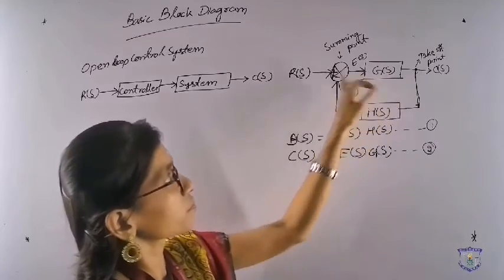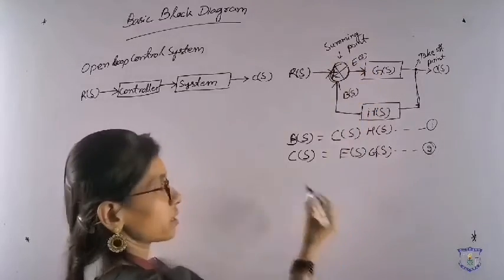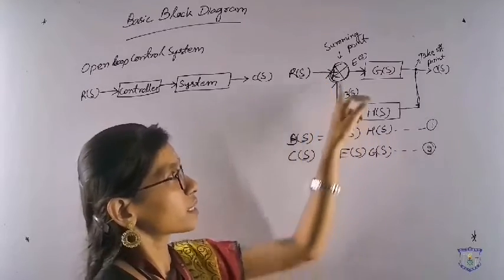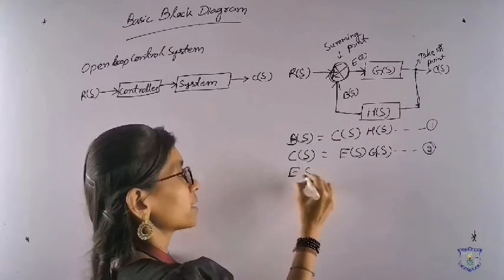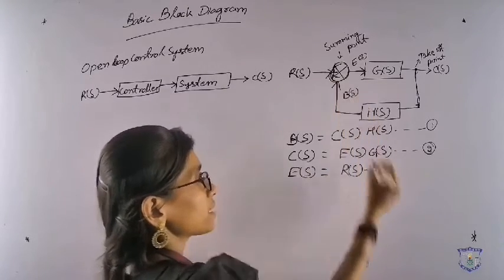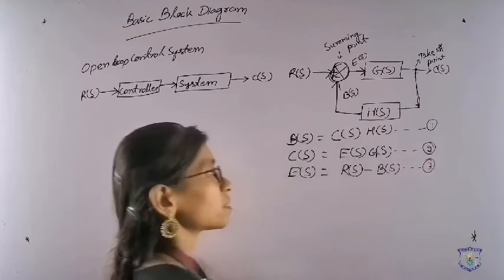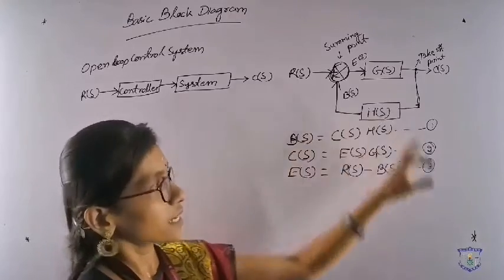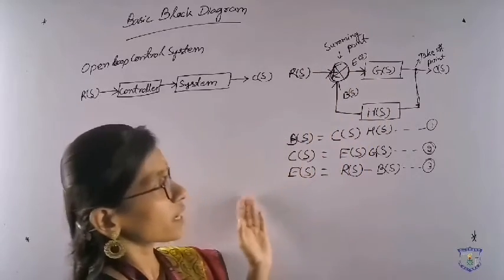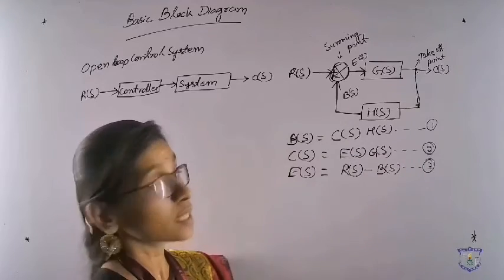Another signal is this error signal, which is coming from this summing point. What are the inputs to the summing point? One is R of S, another is B of S. So simply, E of S is equal to R of S minus B of S. Let's take it as equation number 3. These three equations are sufficient to find the transfer function of this block. Just by applying simple mathematical steps, we can rearrange these equations to get the transfer function.